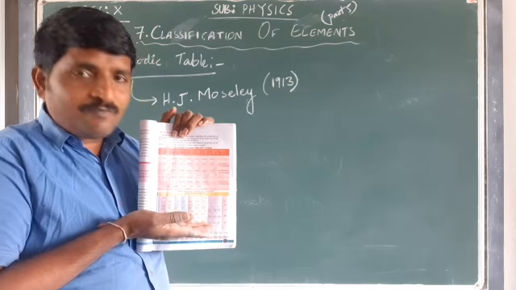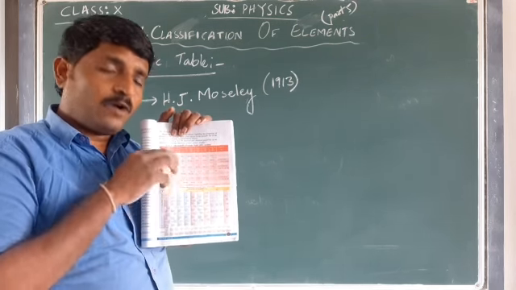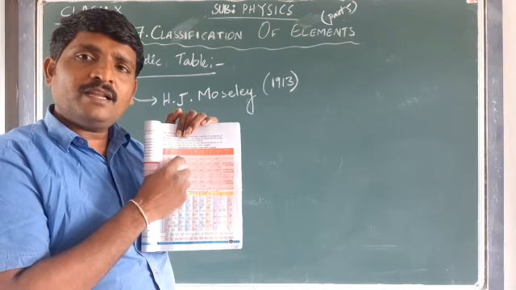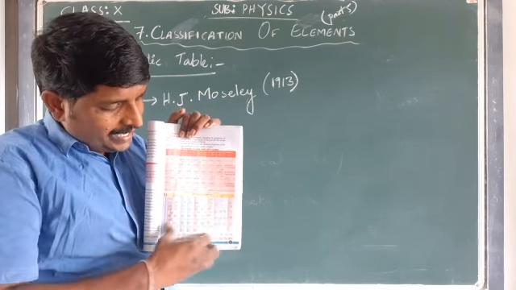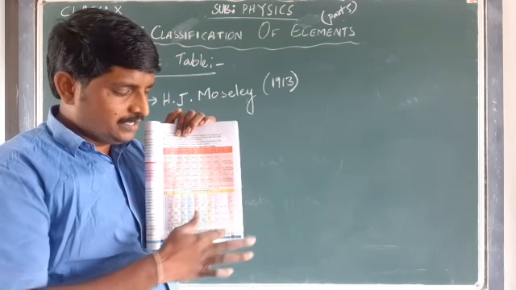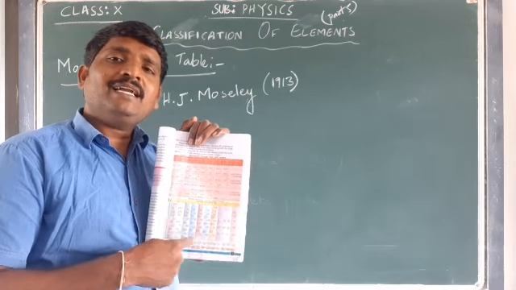Mendeleev himself modified this table. This is the old version of the table, which was printed in 1871. He himself modified it and gave the new form, this modified periodic table, even though it has some merits and demerits.